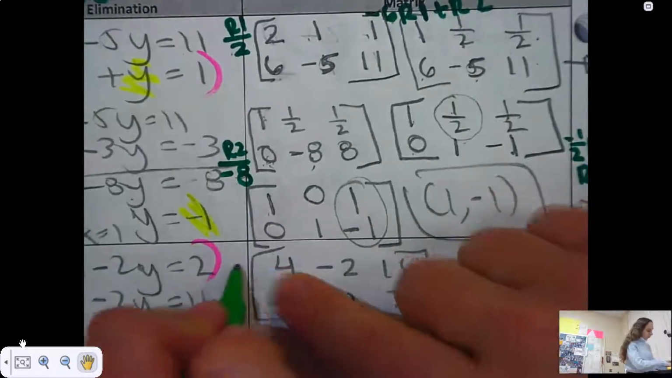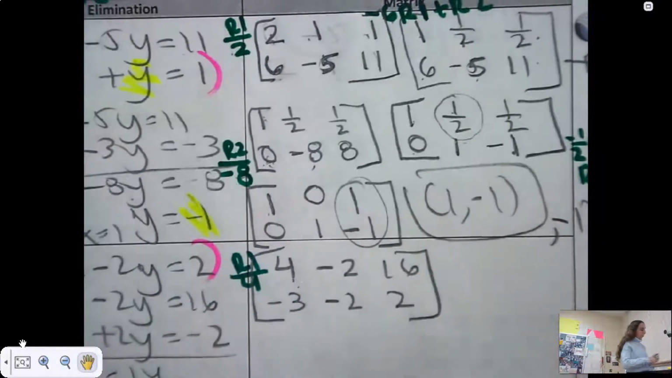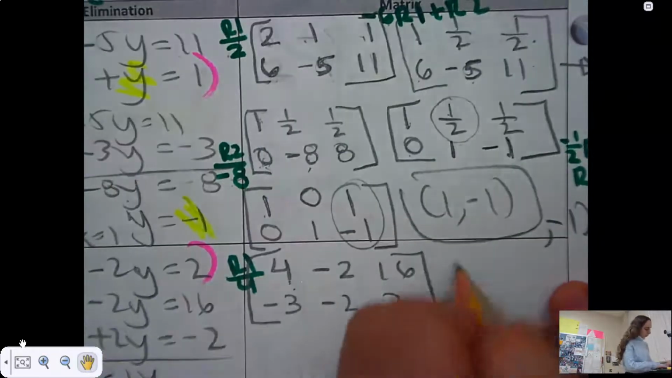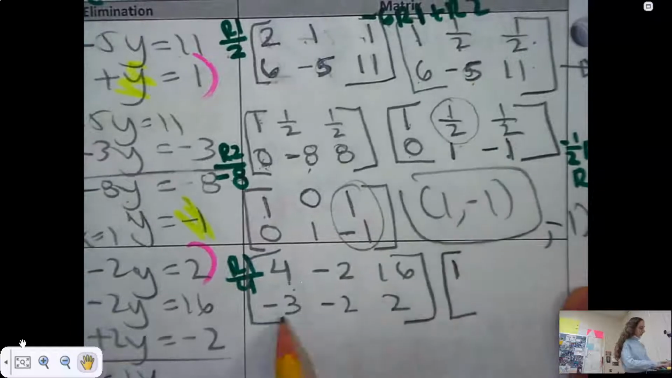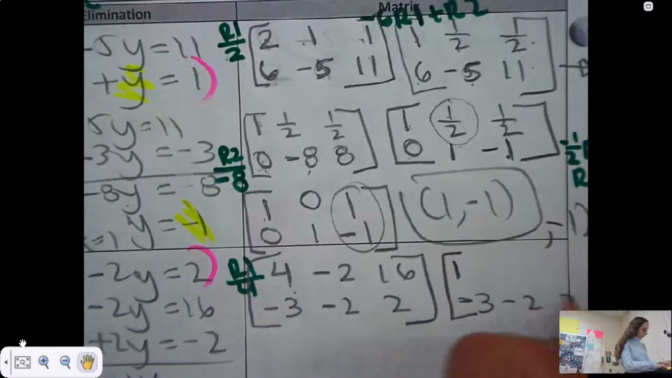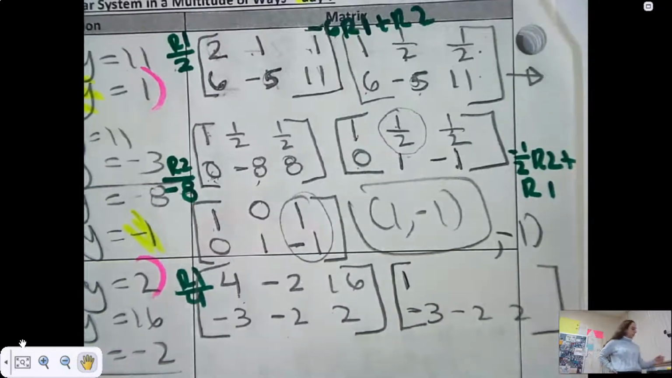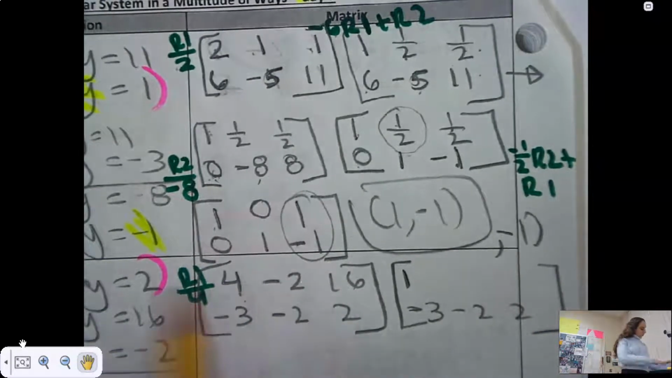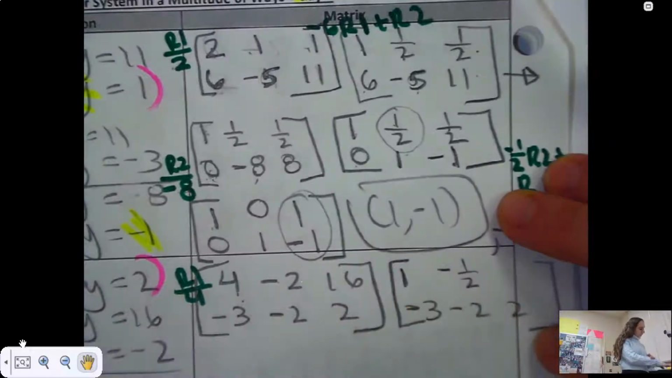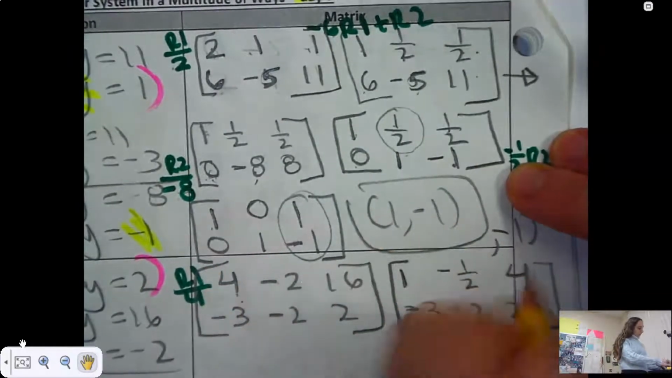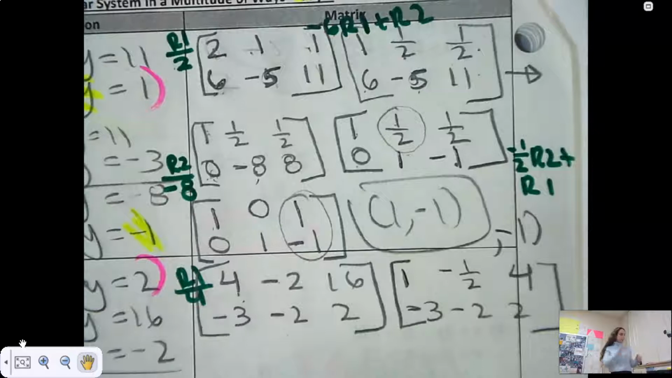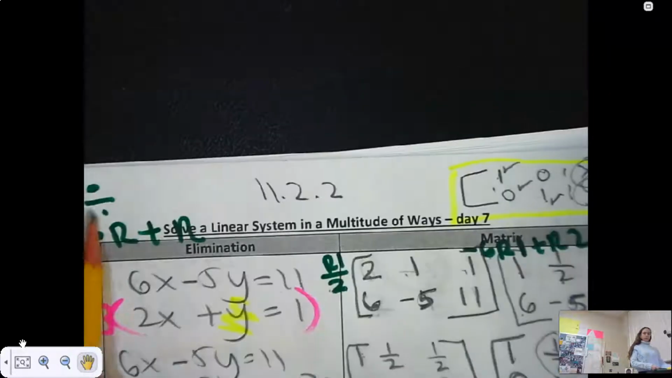If I take the first row and I divide it by 4, then that would be a 1. I got my 1. Now remember, I'm not doing anything to the second equation, so it stays. And I'm not saying my way is the best. This is what works for me. If you take -2 over 4, that's -1/2. And 16 divided by 4 is 4. All right, I got my 1 because I divided.